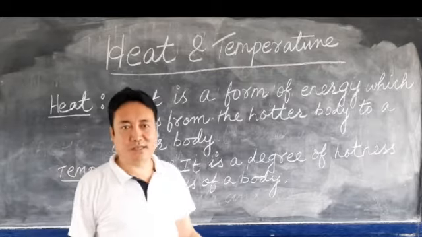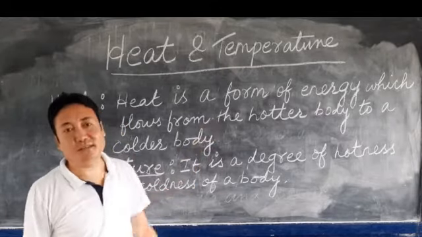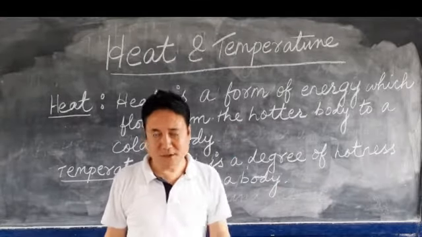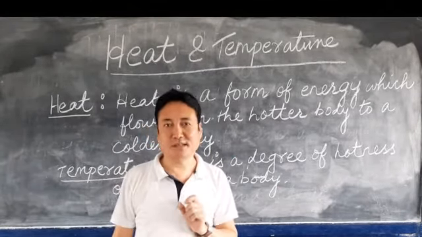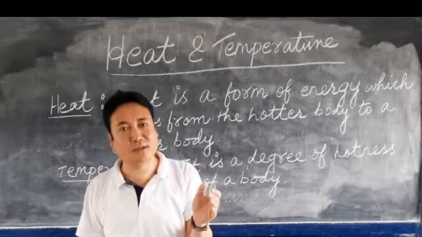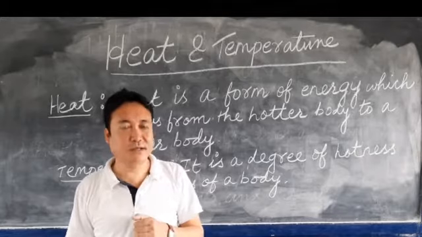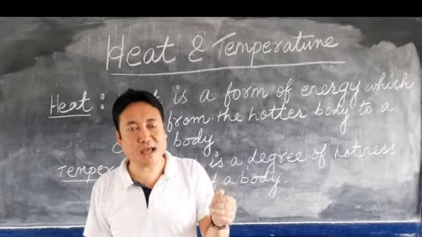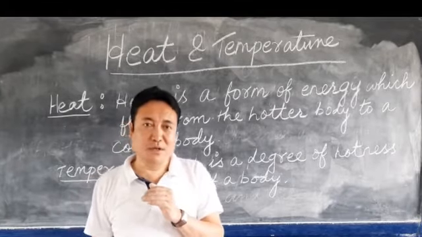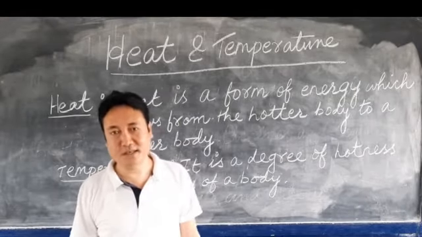Now actually, when we come to the term heat, heat is regarded as a form of energy. Now why is heat known as a form of energy? Energy, you know, is the capacity to do work. Heat is also doing some work. That is why heat is known as energy, or a form of energy. Now how can we say that heat can be considered a form of energy?